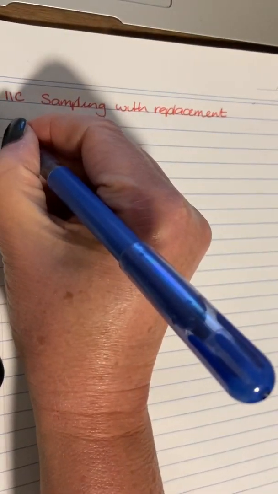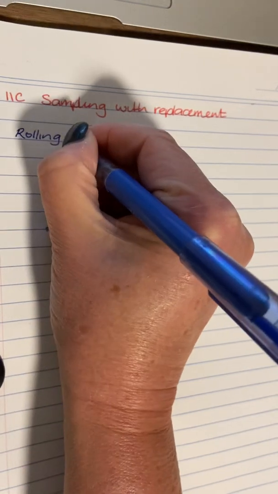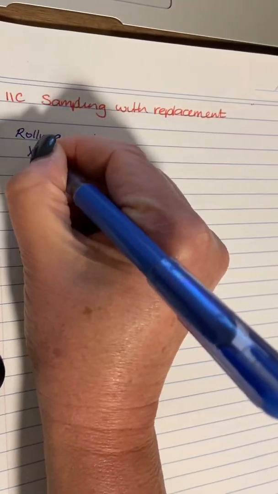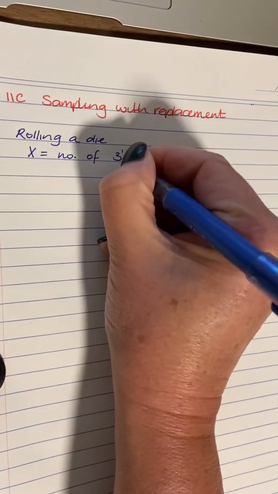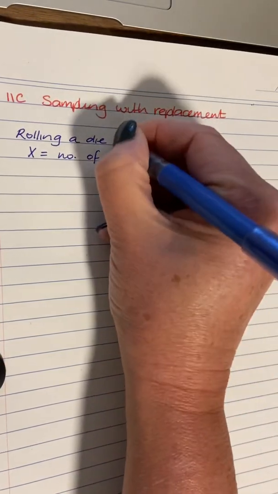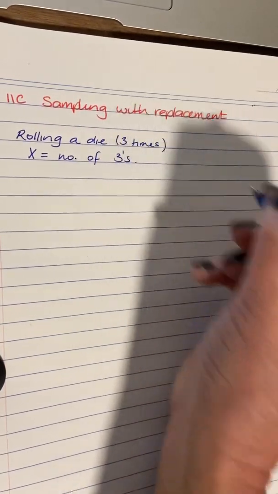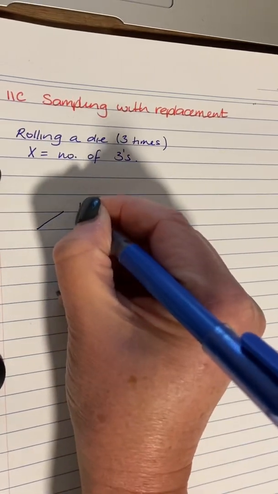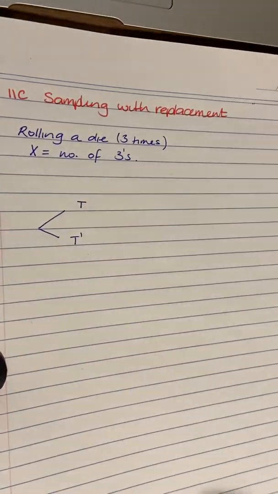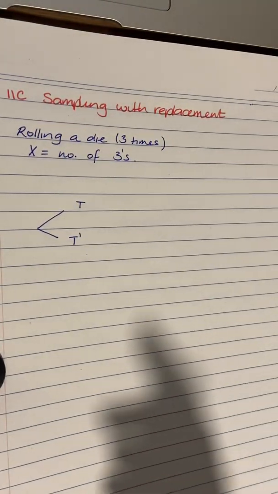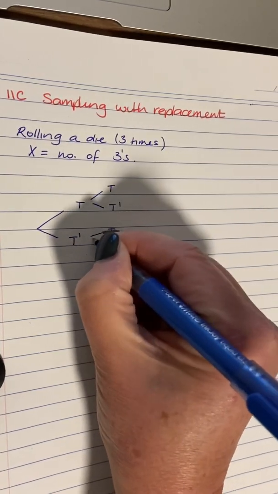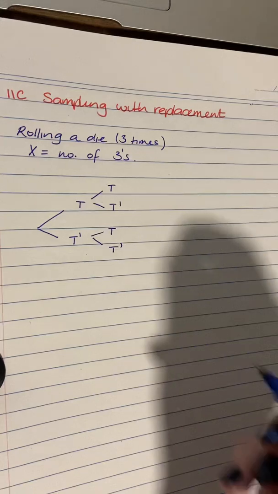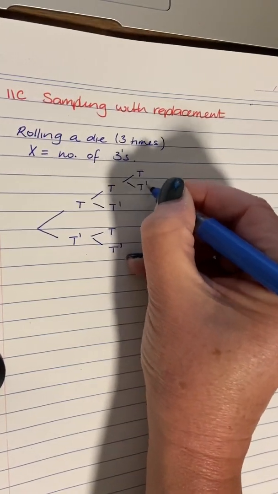So what we're going to do is look at the example of rolling a die, and our random variable is going to be the number of threes. We're going to roll it 3 times. So when I roll my dice 3 times, what happens? I can get a 3 or not a 3 on the first go. When I roll it the second time, it'll be independent. I can get a 3 and not a 3. And then I roll again. Guess what I can get? 3, not a 3.